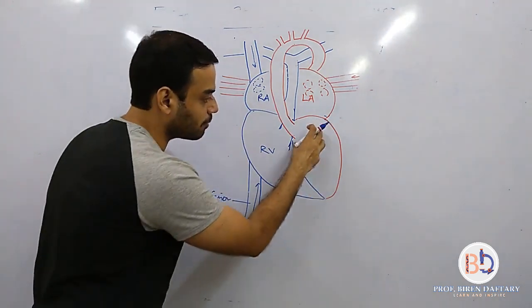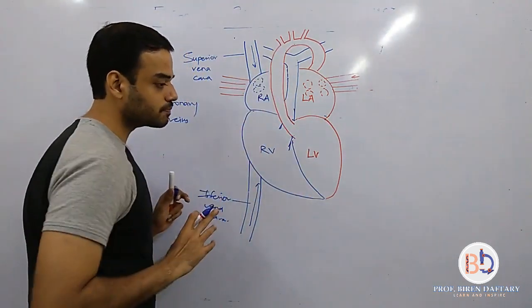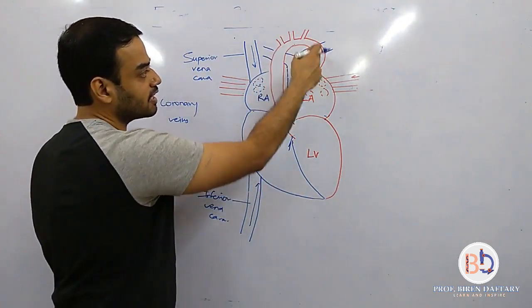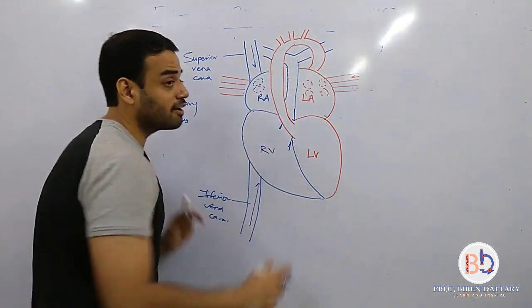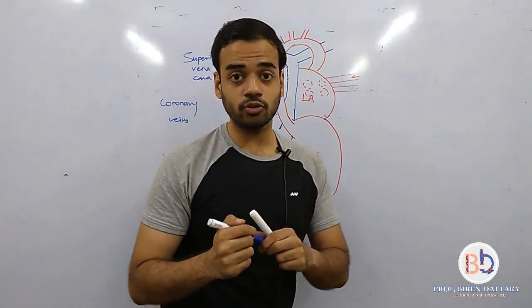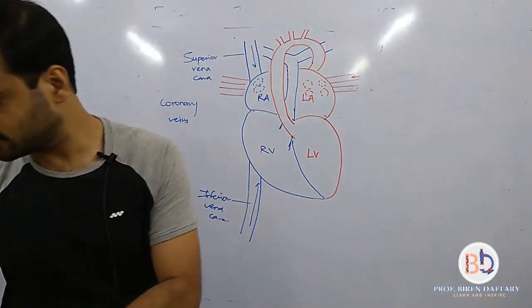Now let us talk about this aorta. This is aorta. This aorta is now divided into three parts. Now pay attention, okay? There are a lot of divisions now, so keep it in mind.